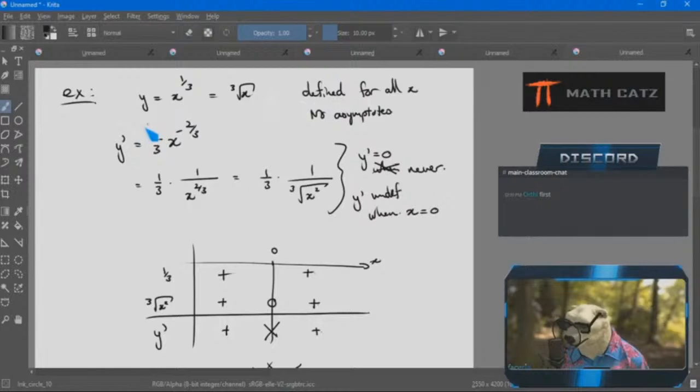I have to look at, can I plug x into the original function? What does that do to the original function? And the original function is cube root of x. I can plug in 0 because the cube root of 0 is 0. There's no denominator in the original function. The derivative and the power rule created that denominator. The original function has no problem at x equal to 0.